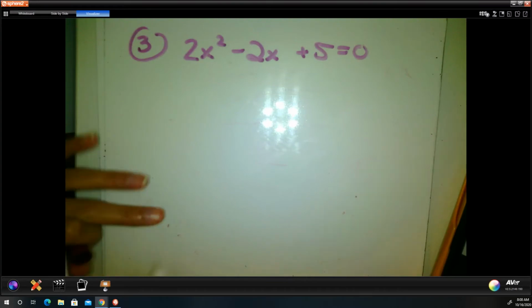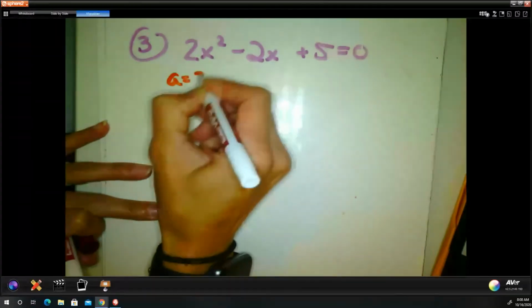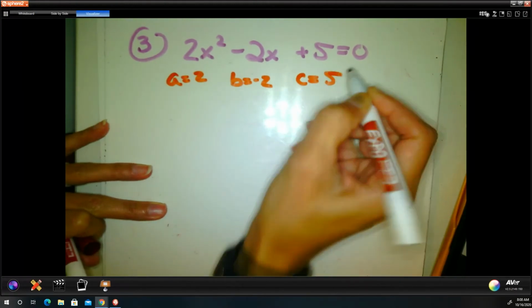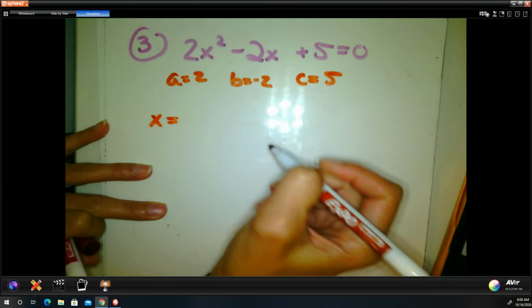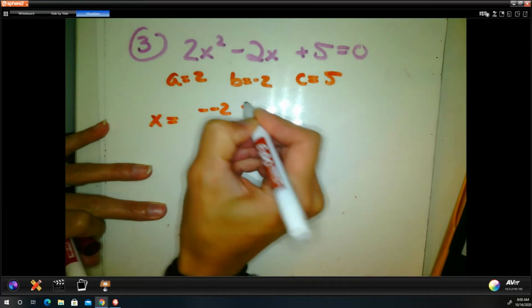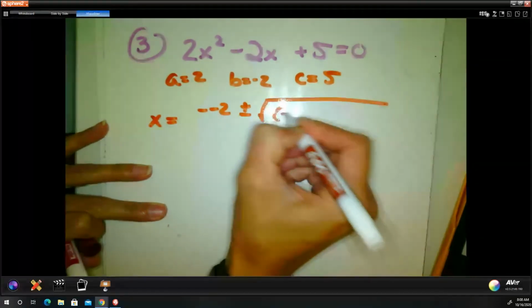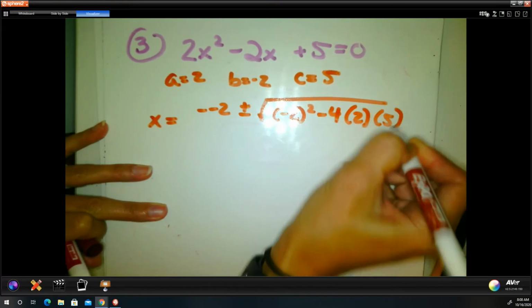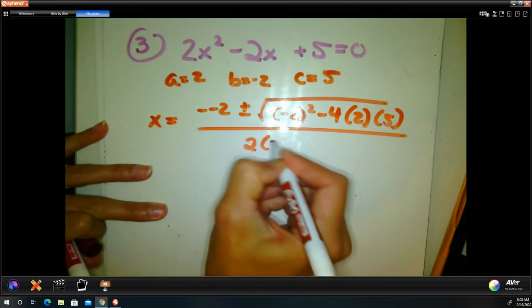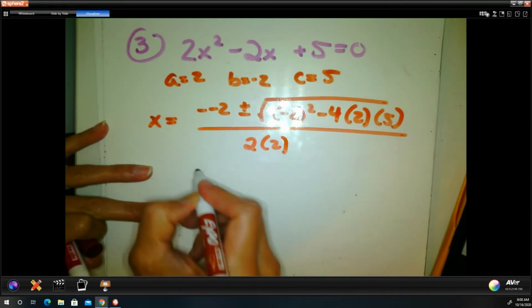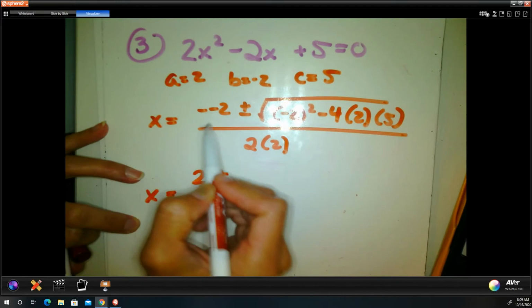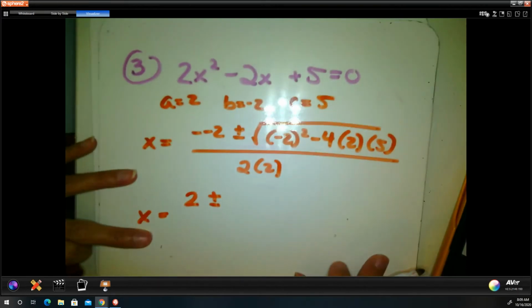Okay, number 3. So we have 2x squared minus 2x plus 5. So a is 2, b is negative 2, and c is 5. Again, you're just going to plug it in: negative b plus or minus the square root of b squared minus 4ac, all over 2a. So negative negative 2 is a positive 2. Some songs actually say opposite of b. I should have told you that before.